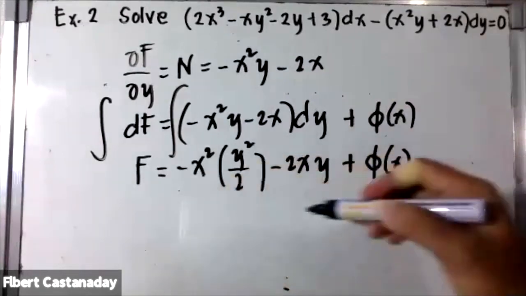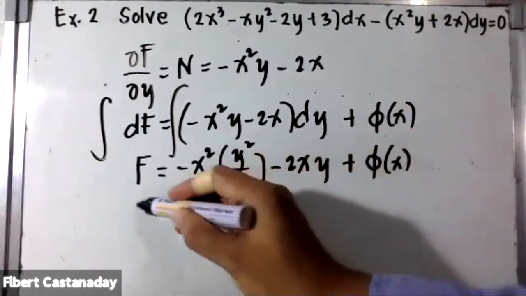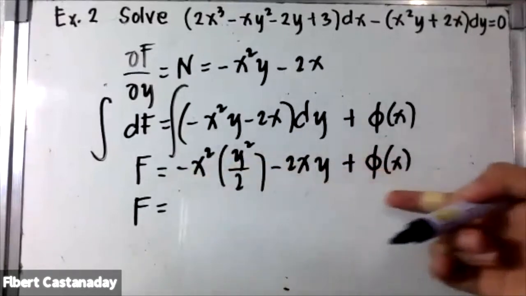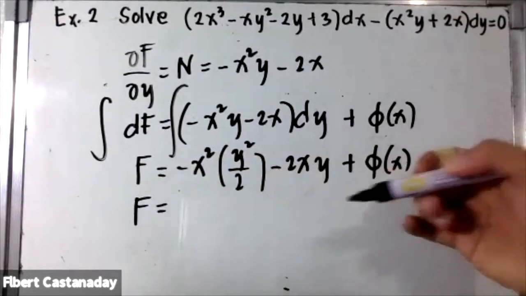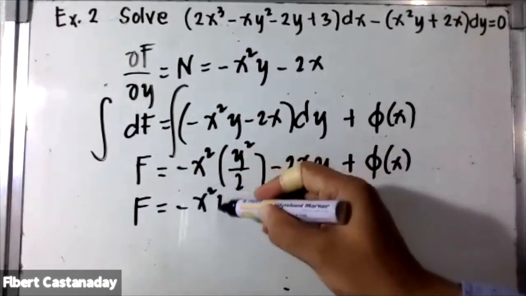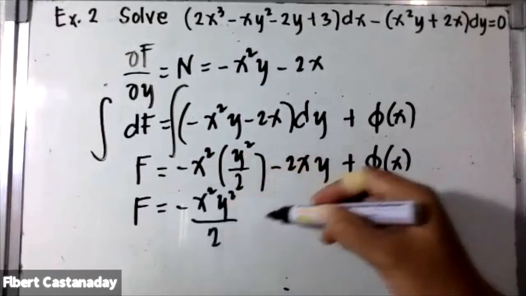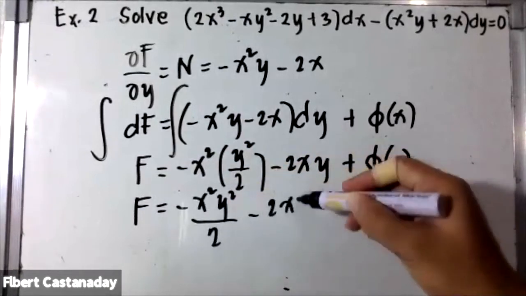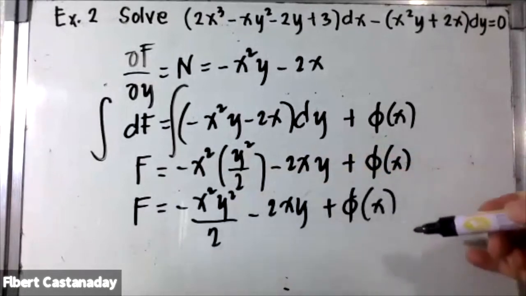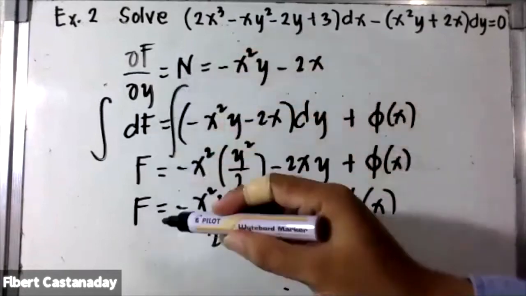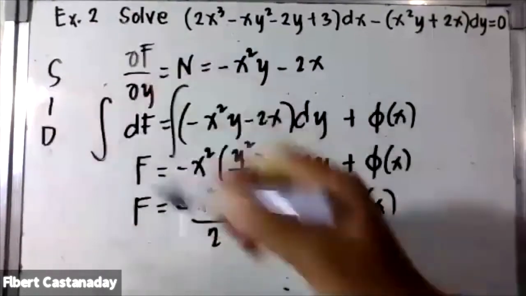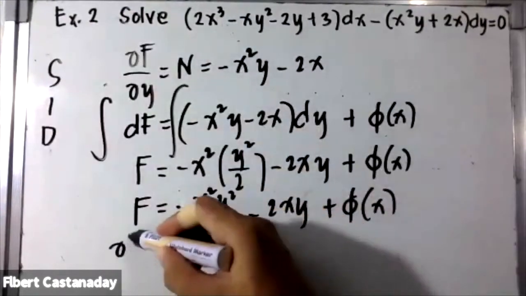Okay, so this will be our solution if we can determine the value of phi. So you write first, minus x squared y squared over 2, and then minus 2xy plus phi of x. Now the next step is to differentiate. So again, the steps: set, integrate, and then we differentiate this given function with respect to what?